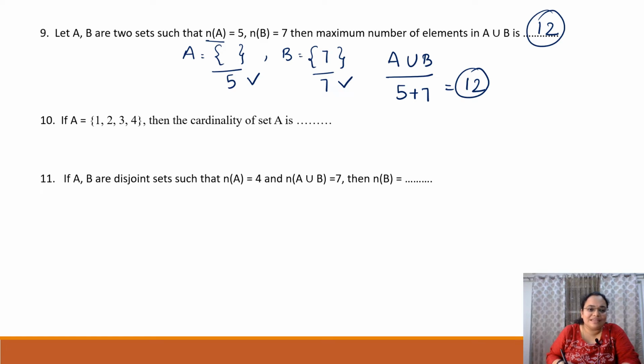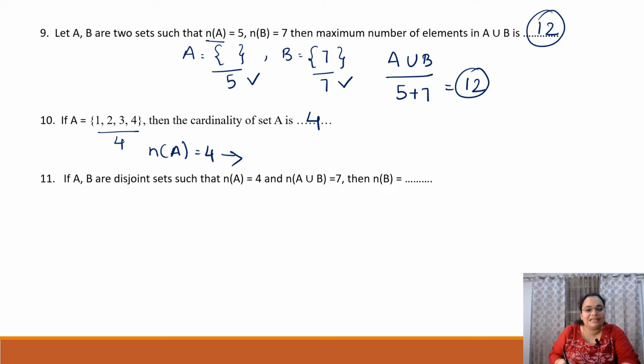The next one is, if A is equal to {1, 2, 3, 4}, then what is the cardinality of set A? This is in the roster form, right? This is a finite set, so we can count the number of elements in a set. This is 4. Now we can say n of A is equal to 4. The cardinal number of set A is 4.